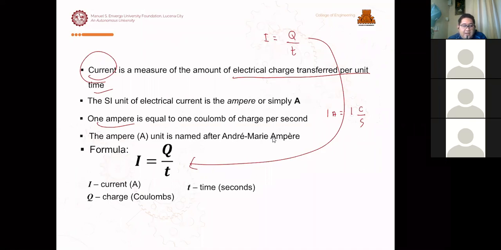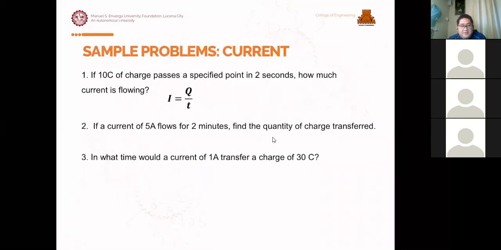Then, yung formula again is I equals Q over T, where Q is yung charge natin in coulombs, T is equal to time in seconds, and I is equal to ampere. Again, coulomb per second is equivalent to ampere. Okay? Then we have example problems para sa current. So, madali lang to, no? So, simple problems for current.